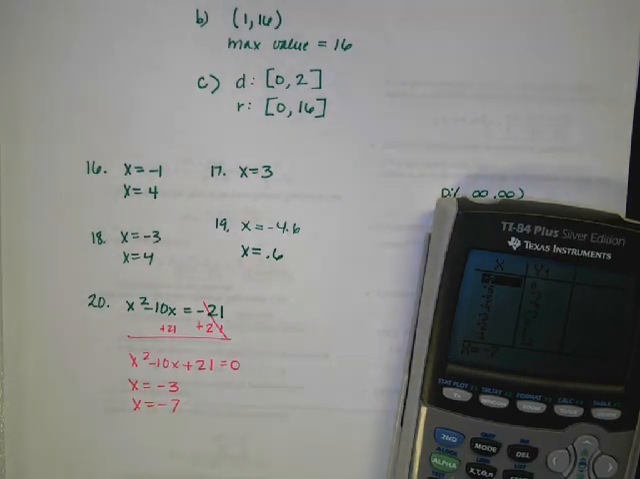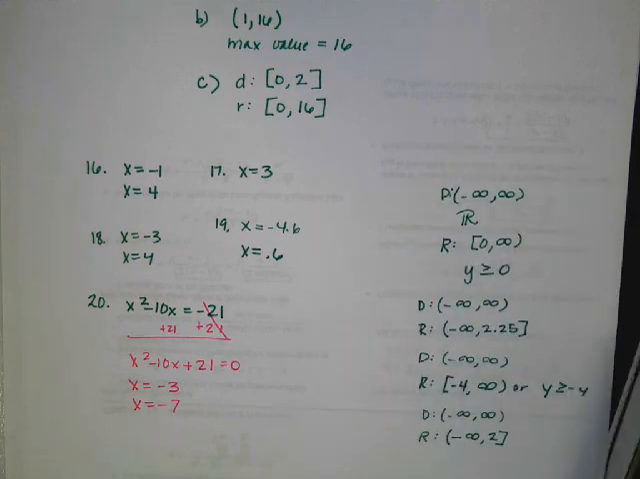And number 21 is 6x squared minus 13x. Okay, 21.